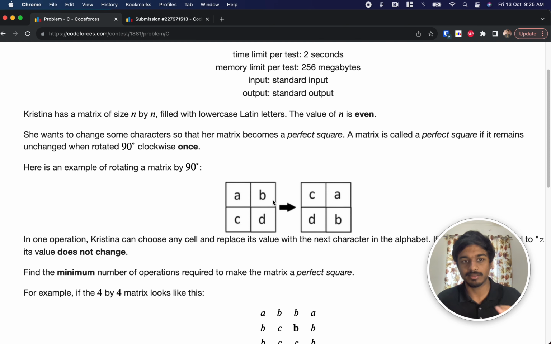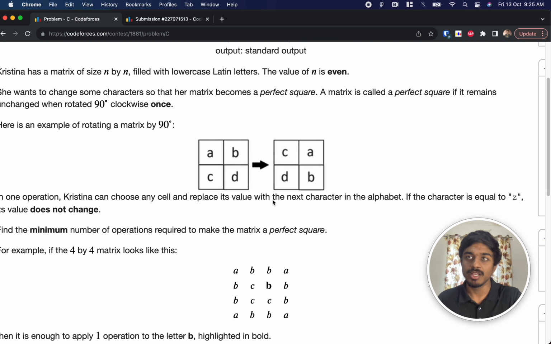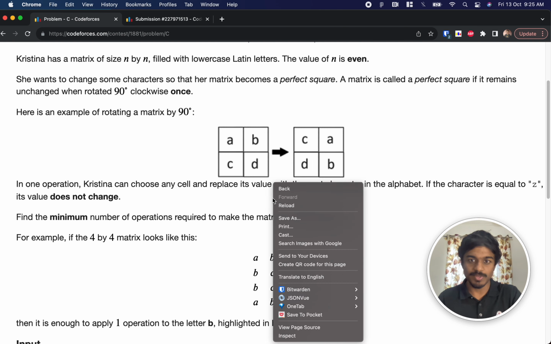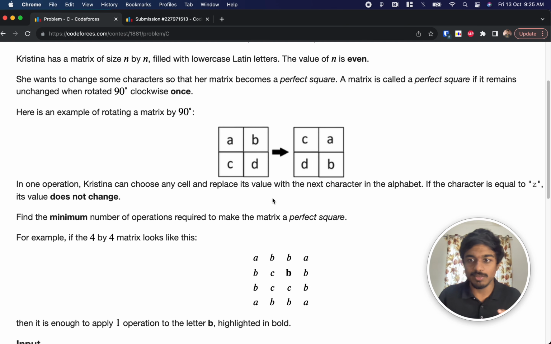How do we replace the characters? In one operation, Christina can choose any cell value and replace it with the next character in the alphabet. If she reaches the end of the alphabet sequence, she cannot do anything; the value does not change. So if she has B and wants to convert it to C, it is one operation. If she has B and wants to convert it to E, that means C, D, E, so there are three operations. Stepping up one character is one operation. If she wants to step up more characters, the difference between the two characters is the number of operations.